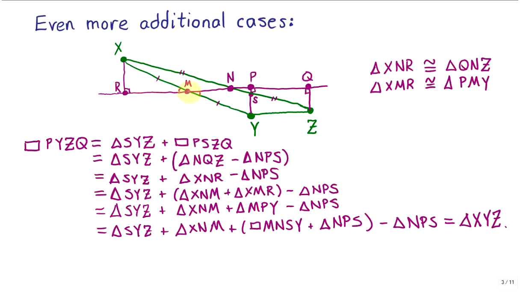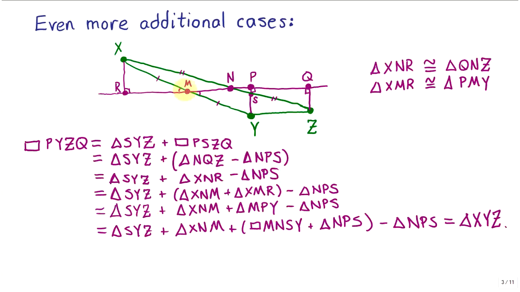is congruent to the triangle PMY. Again, by angle, angle, side, we have a right angle, vertical angles, and the side XM is equal to the side MY. These are congruent, and that leads us to this next equivalence by dissection.